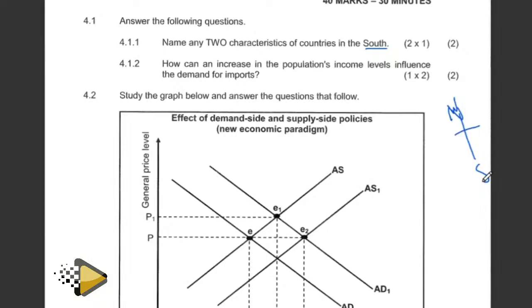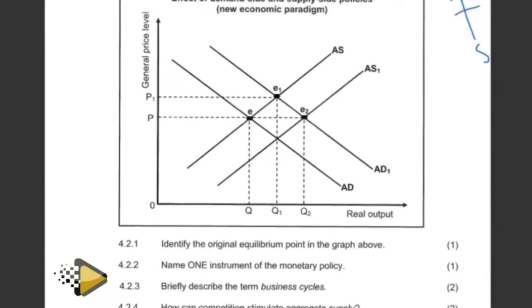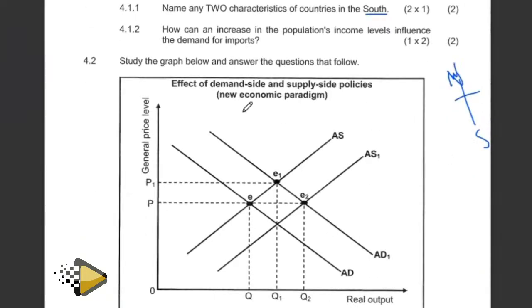Why is that the case? Because now they can afford to buy from those countries. They can even have money to pay the customs duties. Okay, right. Let's move on to the next question, 4.2. The 4.2 reads as follows: study the graph below and answer the questions that follow. Effect of demand side and supply side policies.